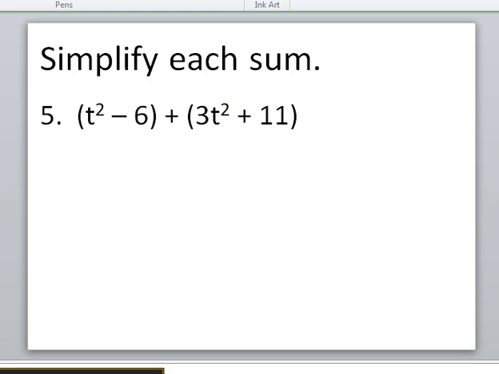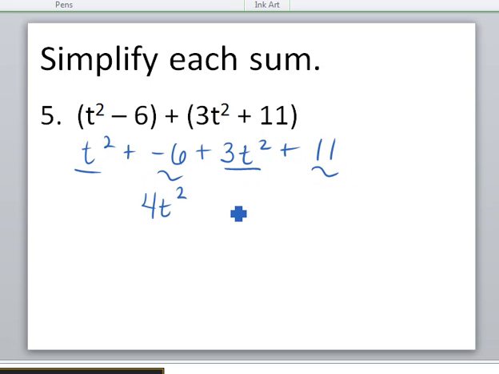The next problem, again, I'm adding like terms. So again, there's those ones there. I'm not going to show you that. We know that the 1 is not going to change anything. So really, the parentheses are unnecessary. So when I add my like terms together, I have 1 plus 3, which is 4t squared. And then I have negative 6 plus 11, which is 5. So I end up with 4t squared plus 5.